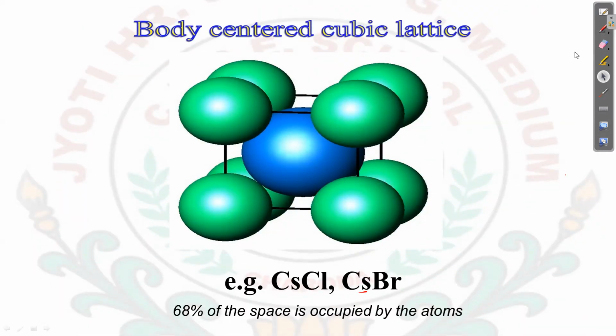Here you can see the example of cesium chloride or cesium bromide, where cesium is the center atom, and chlorine atoms are taking the corner positions.